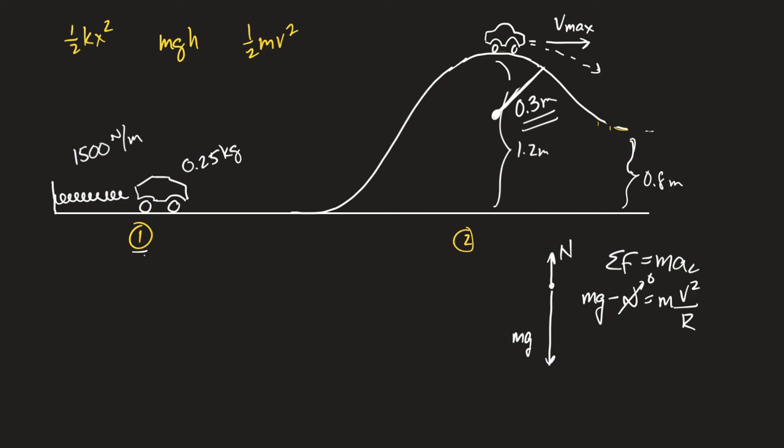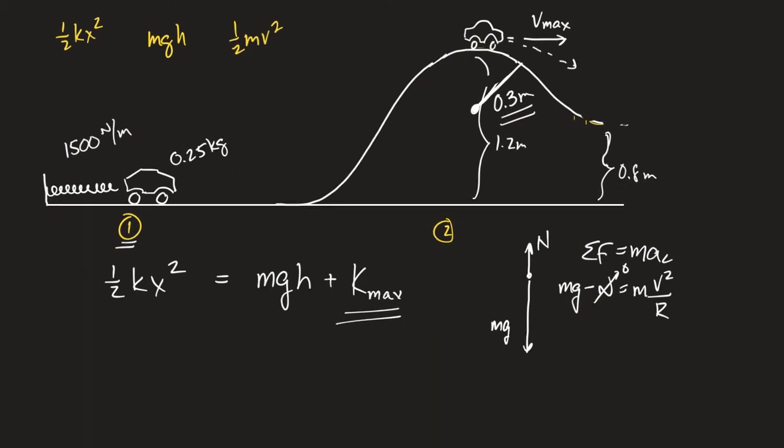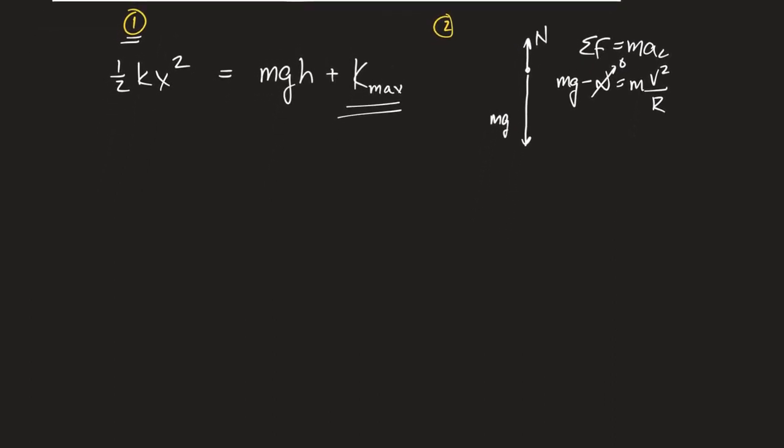So state one still is going to be elastic potential energy. But state two now has gravitational potential energy and a maximum allowable kinetic energy. Kinetic energy is how fast the car is going. Since there's a max velocity, there's a max kinetic energy. This is the kind of thing you're going to be asked to do: to set up a problem where you'll have a constraint. In this case, the constraint is keeping the car on the track. You'll use that constraint to figure out what the max velocity is.